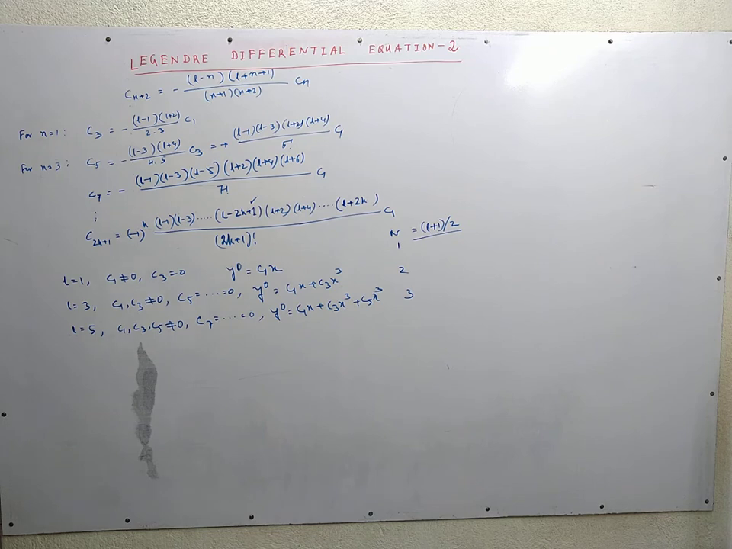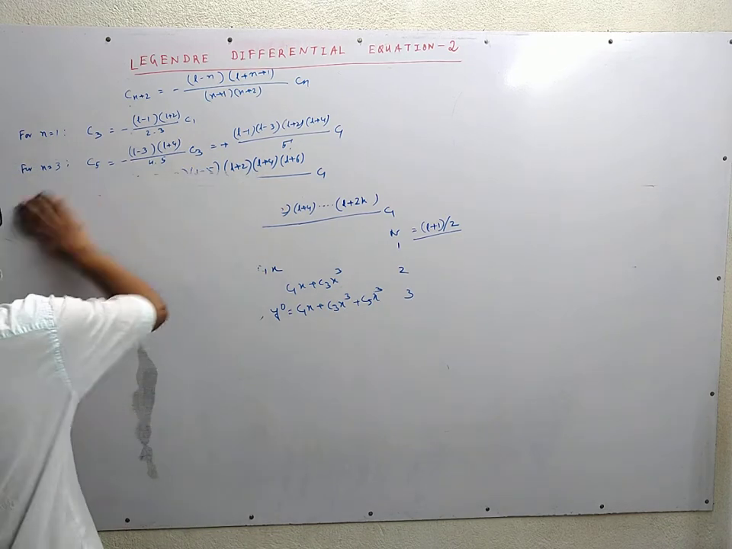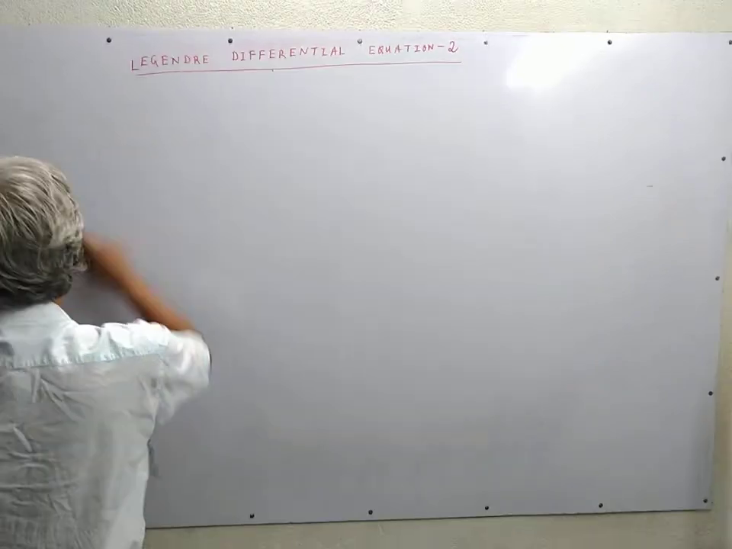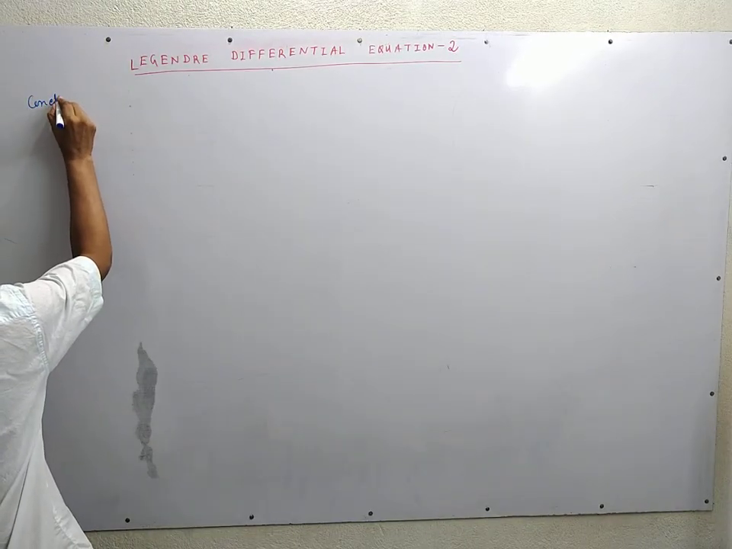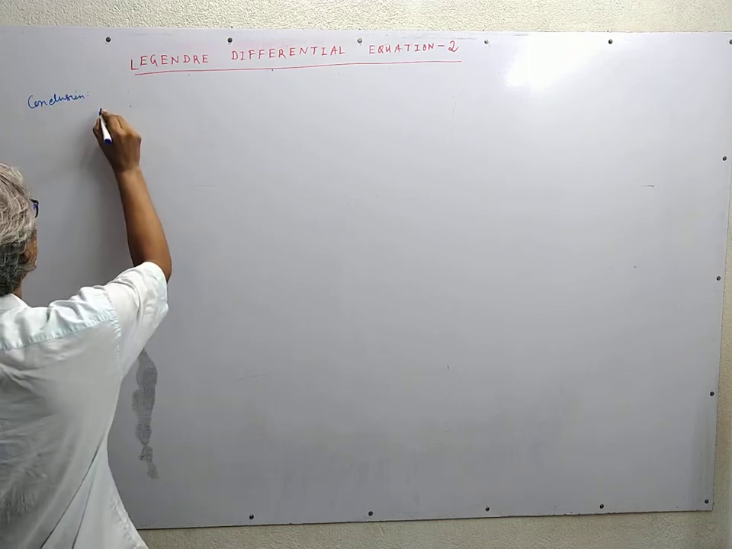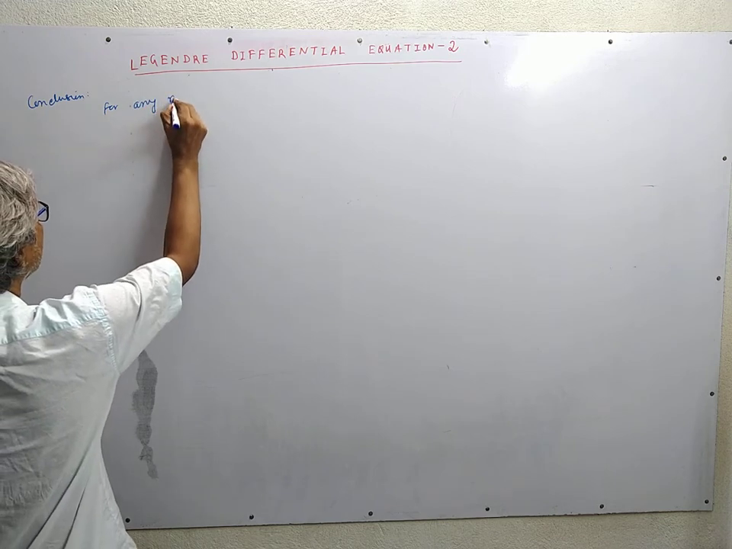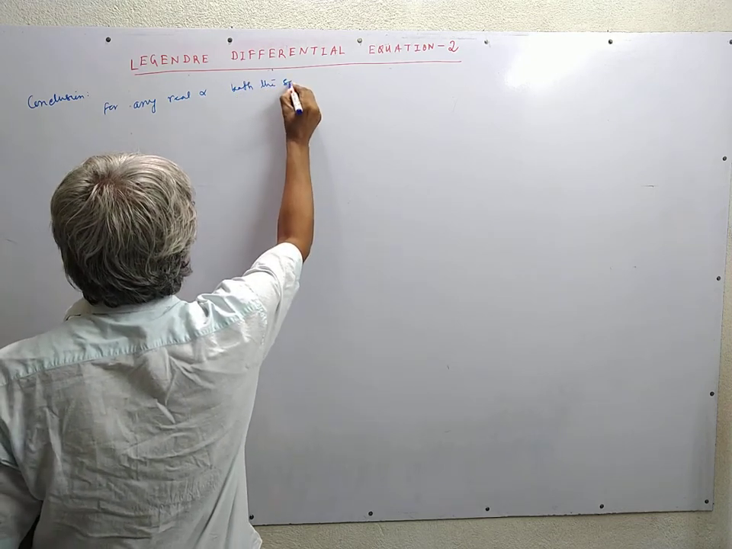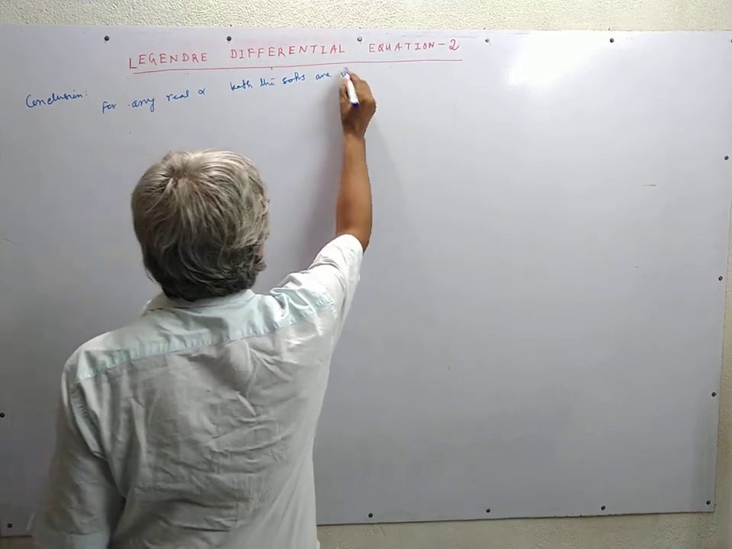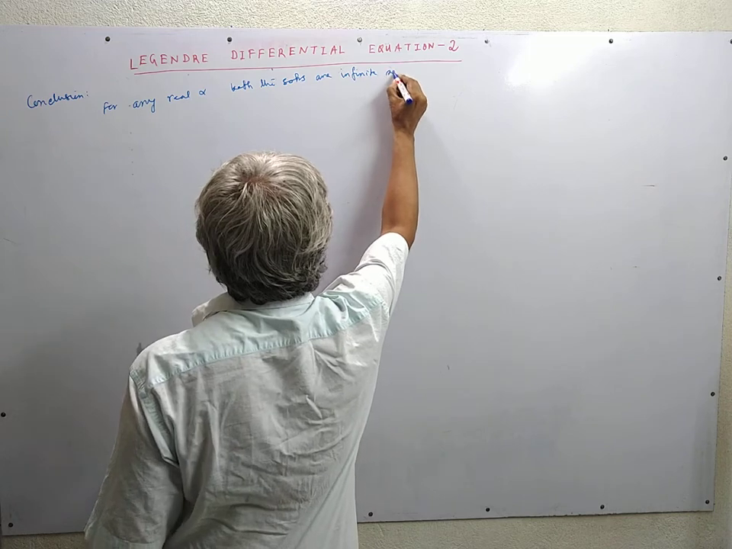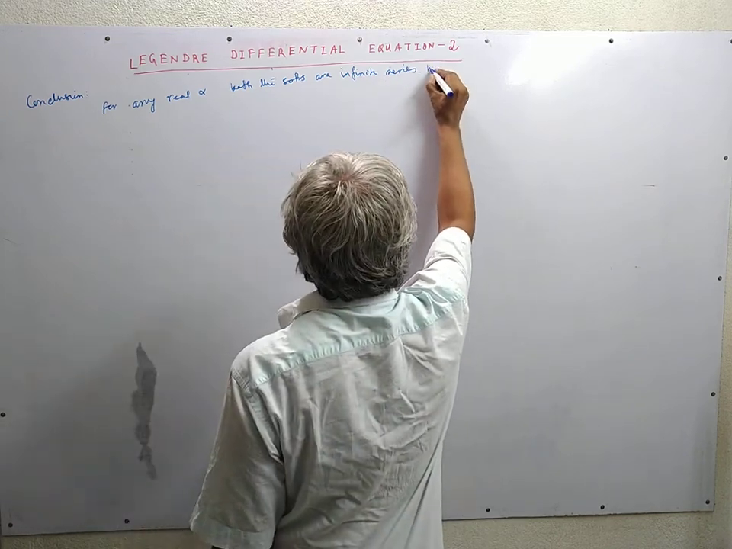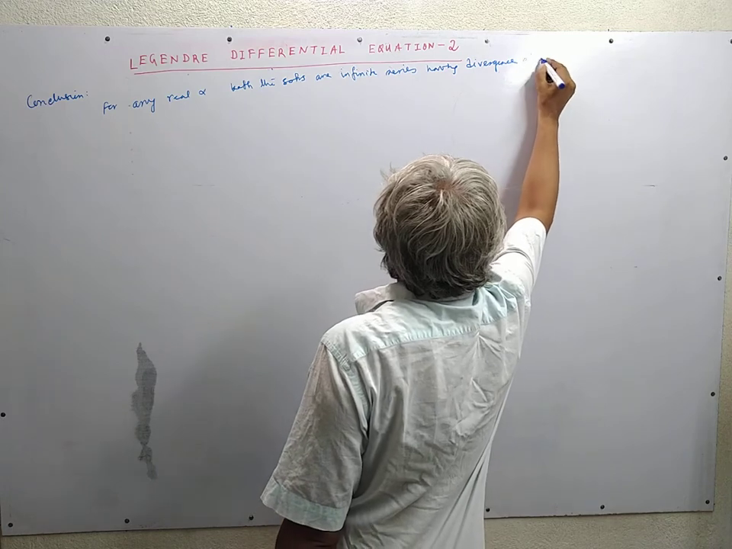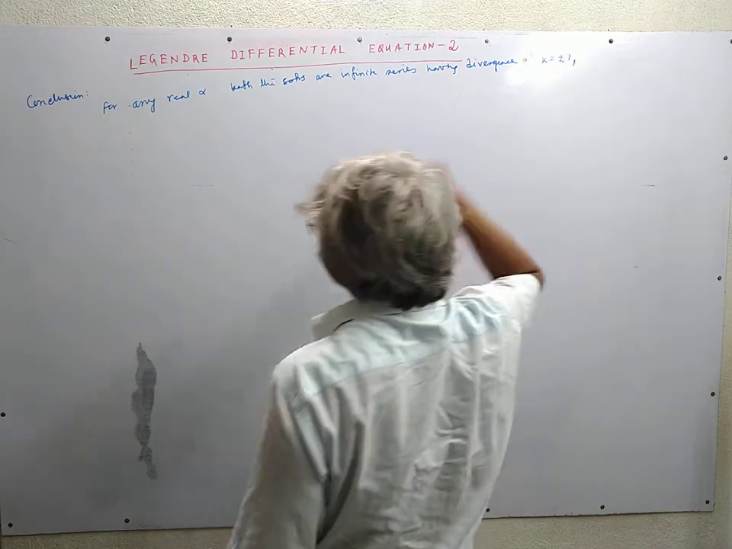So, our conclusion is that for any real alpha, both the solutions are infinite series, having divergence at x is equal to plus minus 1.